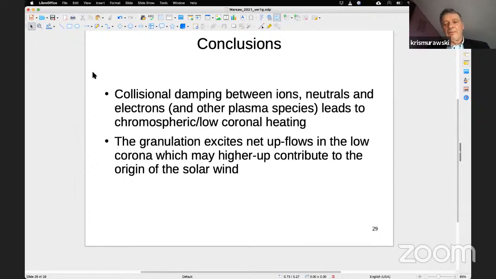At least that's what is written in the literature, that they are probably the main suspect for the heating of the solar corona. I'm not an expert on reconnections, but I believe, that's my feeling, that reconnections may play the major role.